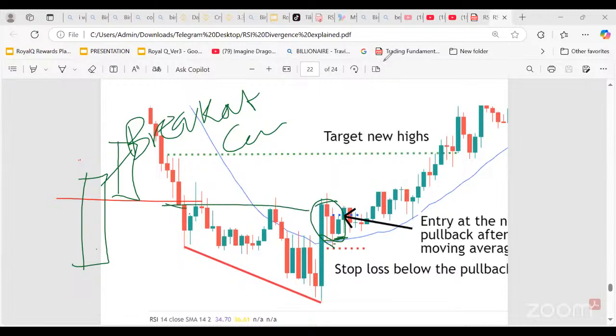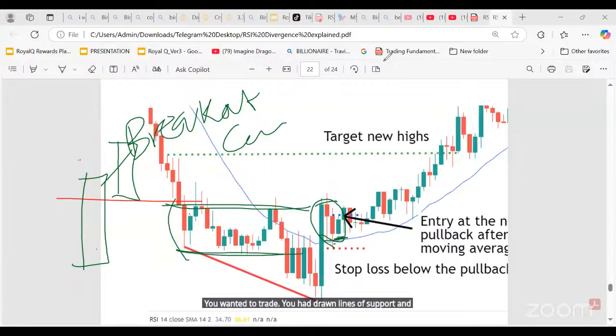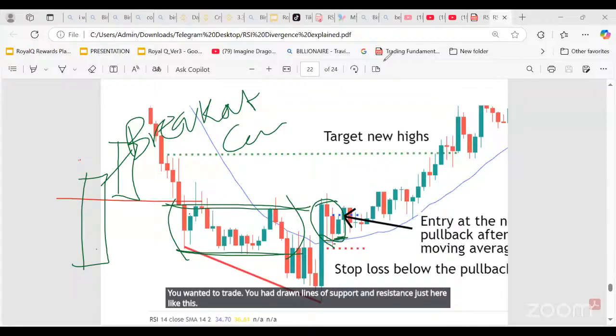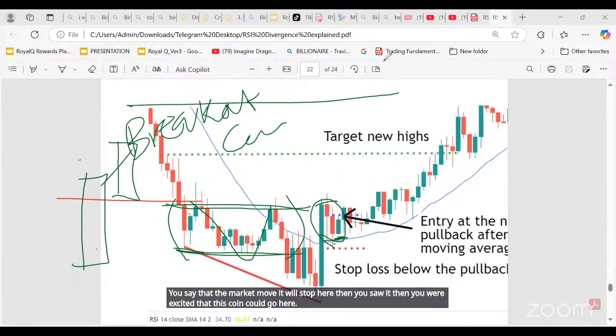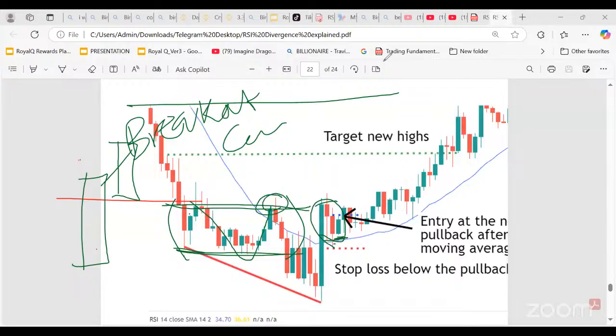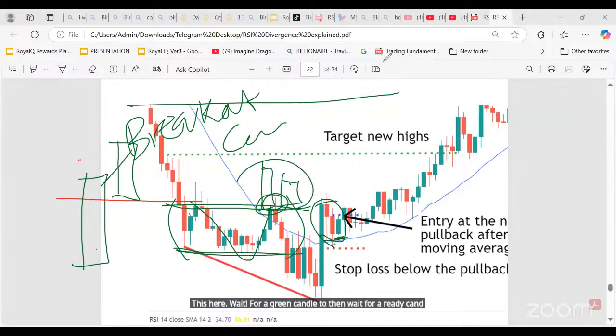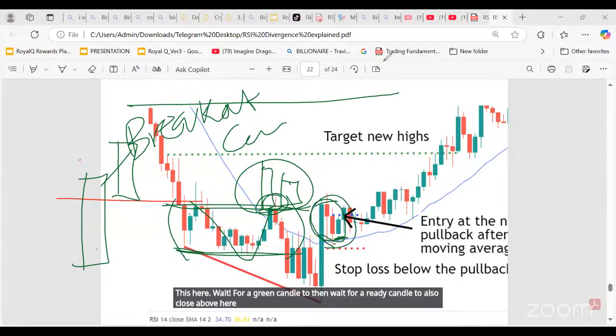You wanted to trade. You had drawn lines of support and resistance just here like this. You said the market will stop here. Then you saw it and were excited that this coin could go here. Wait for a green candle to close above, then wait for a red candle to also close above here. This is what I'm talking about. You need a confirmation.